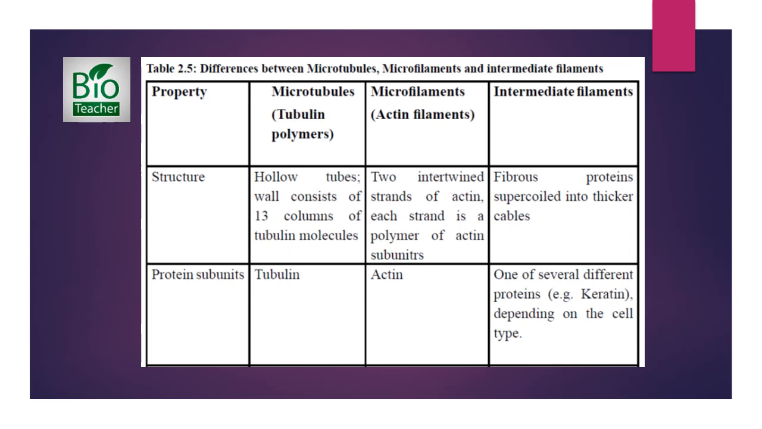Using this table, we can discuss question number 4 further. This table is taken from your resource guide, which is table number 2.5, differences between microtubules, microfilaments and intermediate filaments. Tubulin is the protein which is making microtubules. It's not actin. So the first answer is wrong.